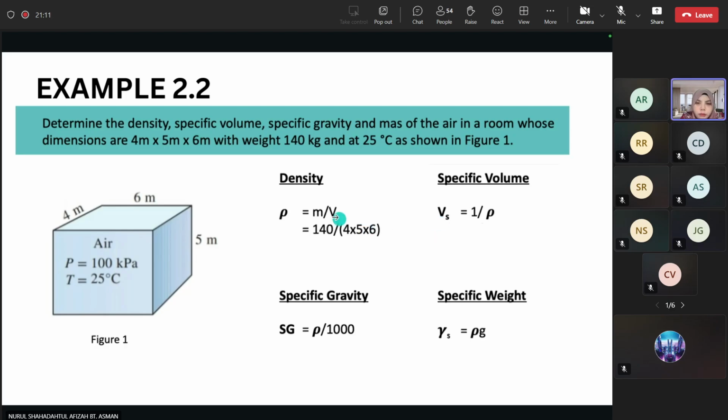So for the density, mass over volume, we have the mass 140, and then the volume, given. So you get the density 1.167 kilogram per meter cube. And then specific volume equals 1 over density, and you get 0.86.